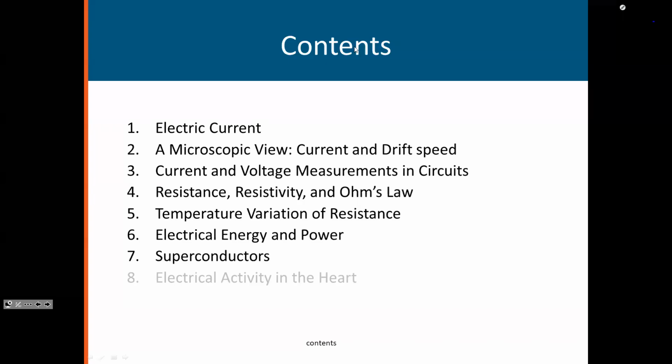I'm recording the session. Okay, so you're looking at the contents of this chapter. We started a new chapter, chapter 17, and we can finish it today. Probably we'll finish it ahead of time, and then we can do some review questions from past exams. So let's see what we've done so far.